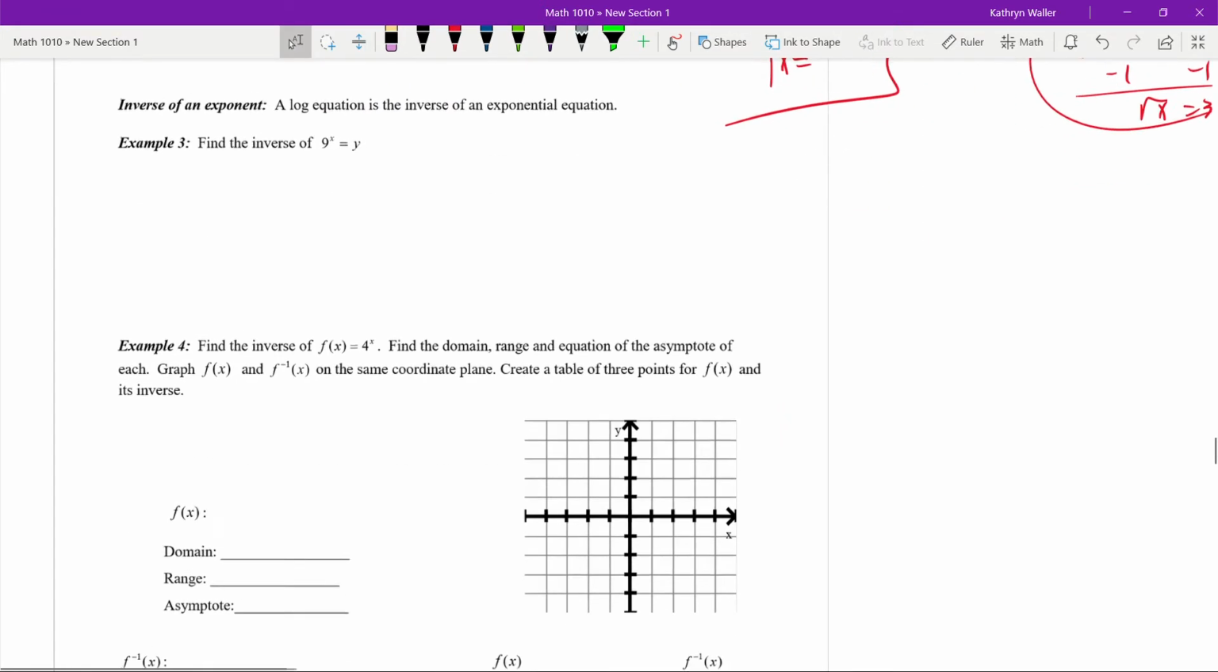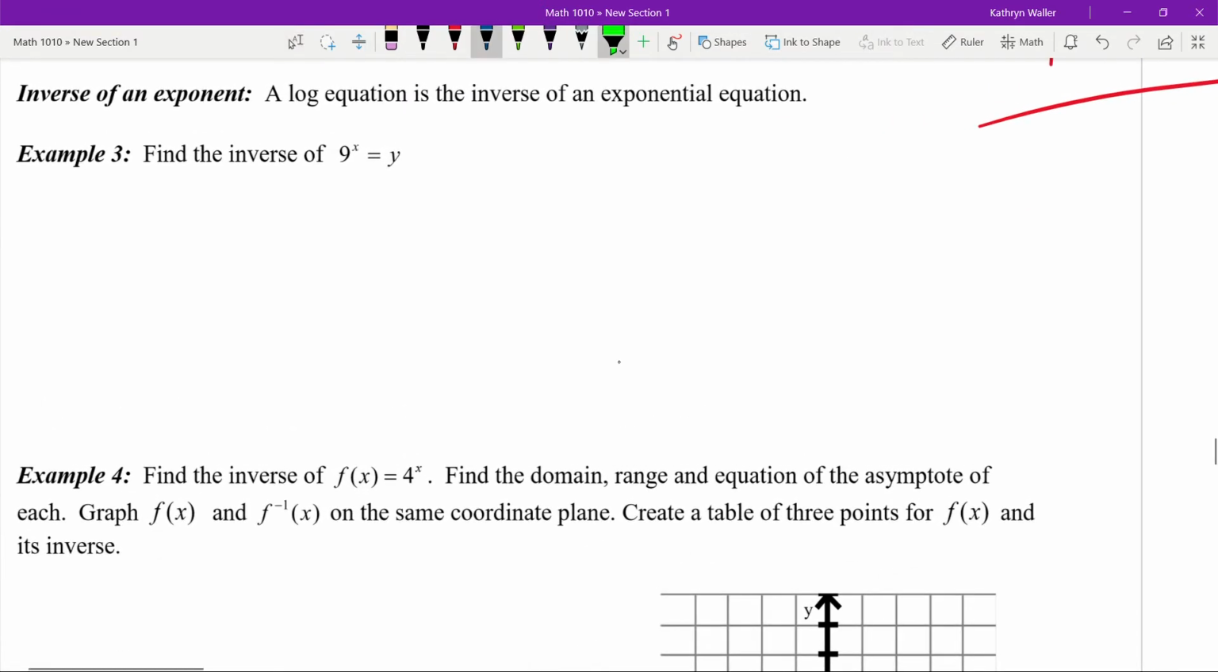Okay, find the inverse of 9 to the x equals y. First thing you have to do is switch your y's and x's. So everybody go 9 to the y equals x. Why do you do that? Because that's how you find an inverse. And now I'm stuck. Look right here. Here's my base. Here's my exponent. There's nothing else over there. If I had 1 plus, I would not be stuck. I would have to subtract 1 from both sides. But I don't have that. So it's just my base and my exponent, and I'm stuck.